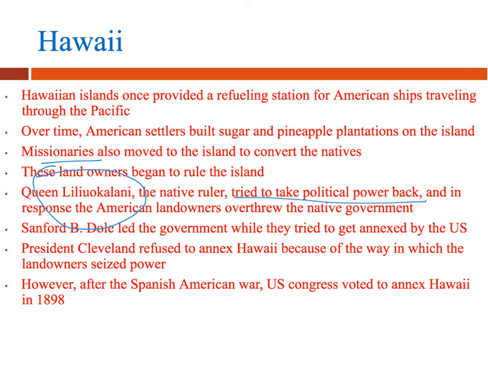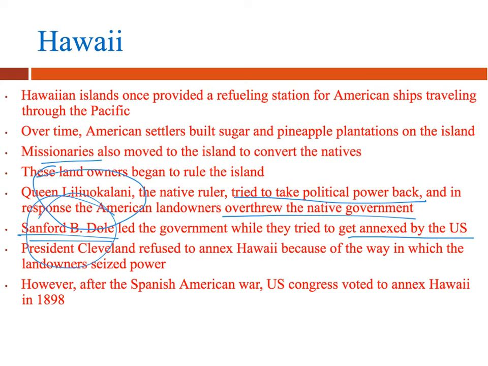In response to this, the Americans push back against the Queen, and they kind of battle over this land, and ultimately they overthrow the native government and take control. It was then led by a guy named Sanford B. Dole. He led the government in Hawaii, basically becomes the president of Hawaii, while they try to get annexed by the United States. So the goal is to become part of the United States.